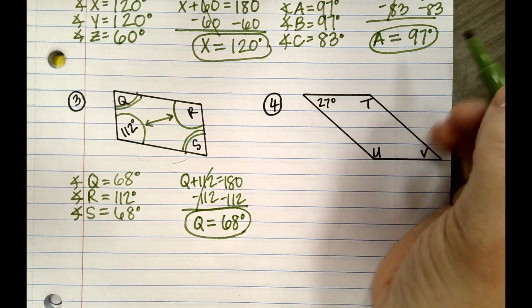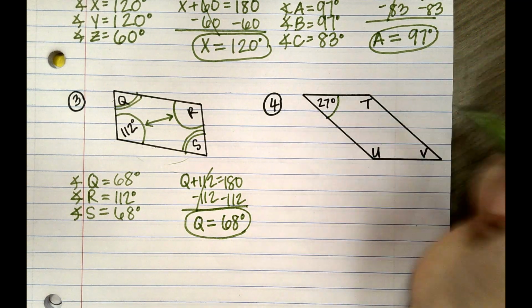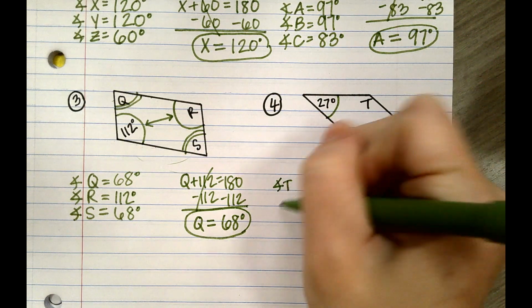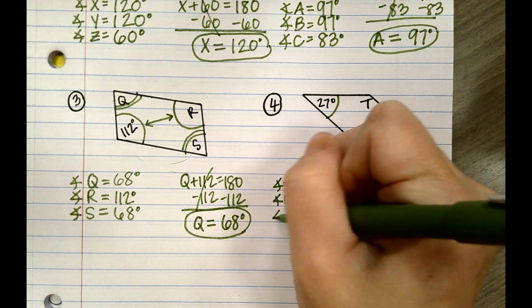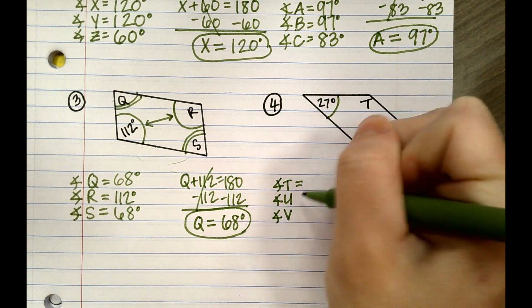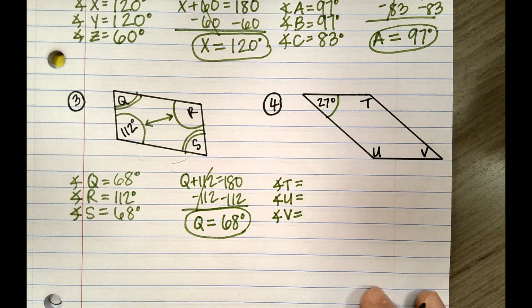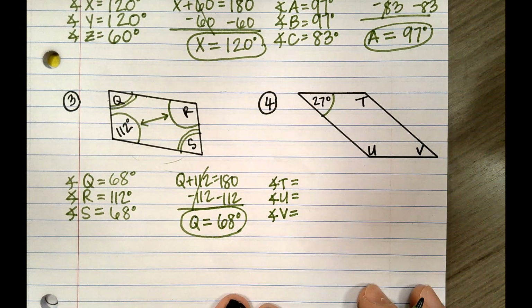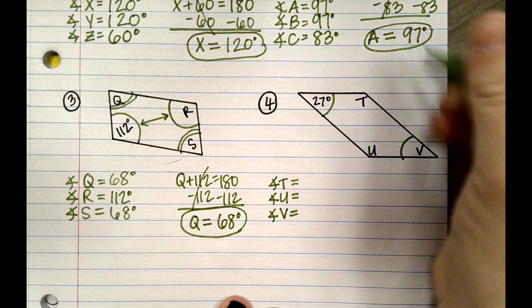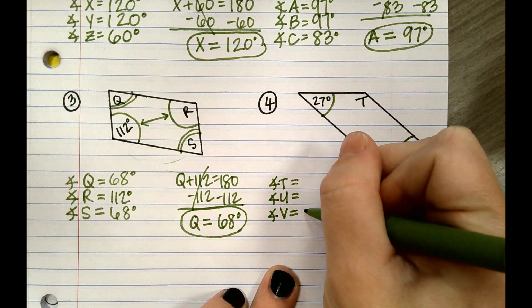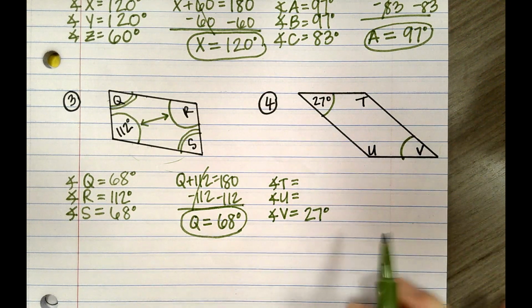Just one left. This time we're solving for angle T, angle U, and angle V. Which angle do we already know? Angle V. These are opposite, so they are equal. Angle V is 27 degrees.